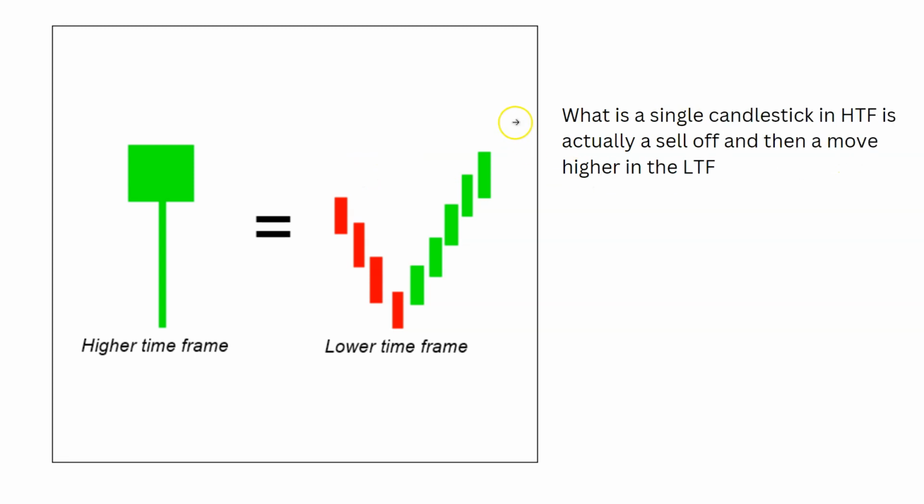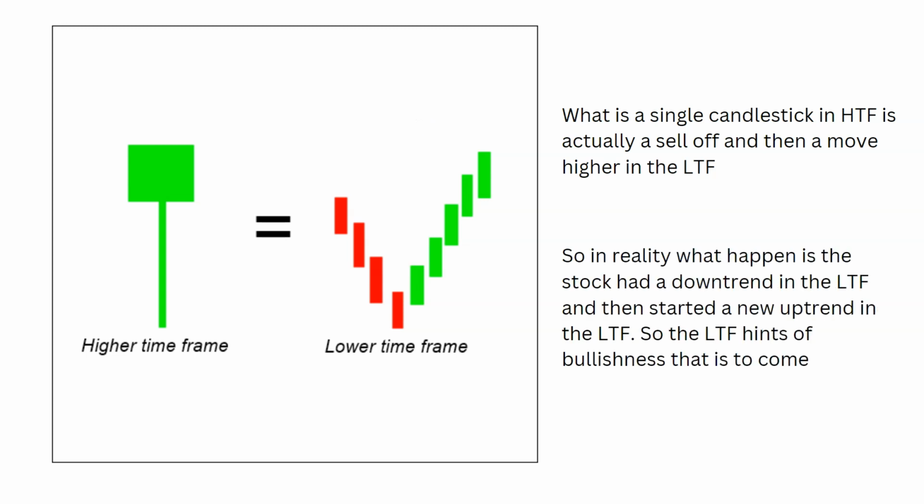Now, what is a single candlestick in the higher time frame is actually a sell-off and then a move higher in the lower time frame. So in reality, what happened is the stock had a downtrend in the lower time frame. So it had a downtrend here and then started a new uptrend in the lower time frame. So the lower time frame actually hints of a bullishness that is to come.